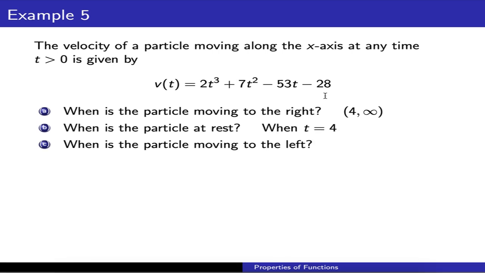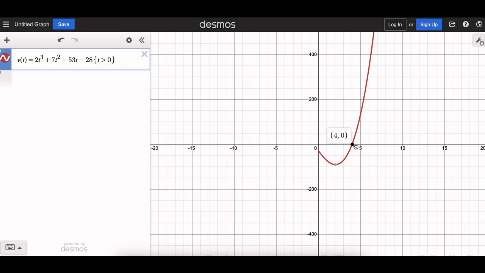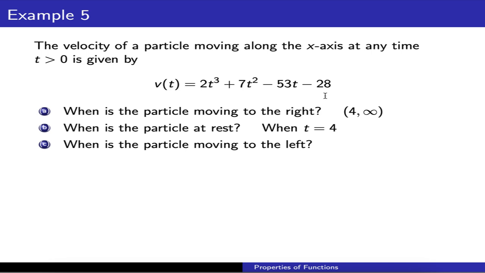Finally, when is the particle moving to the left? The particle is moving to the left when the graph is below the x-axis. And here we have the graph below the x-axis for values of t that are greater than 0 but less than 4. So the particle was moving to the left when t was between 0 and 4, so parenthesis 0, comma 4, parenthesis.